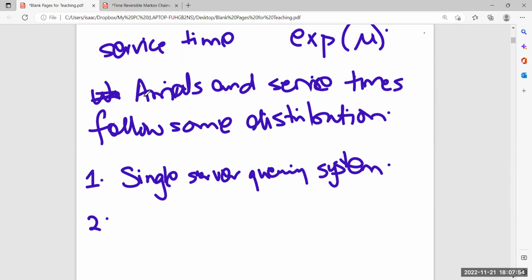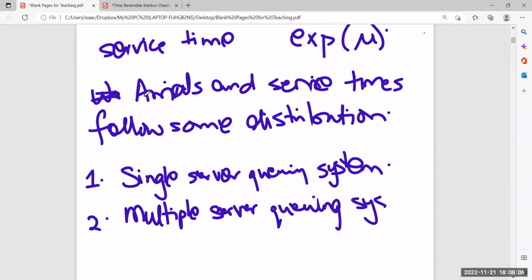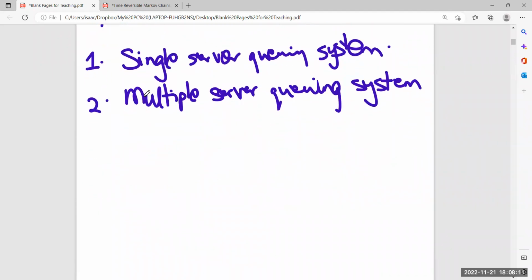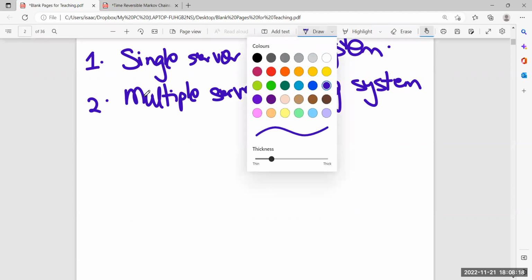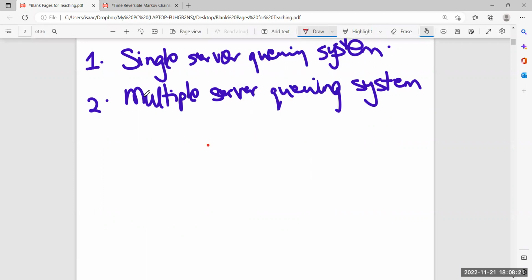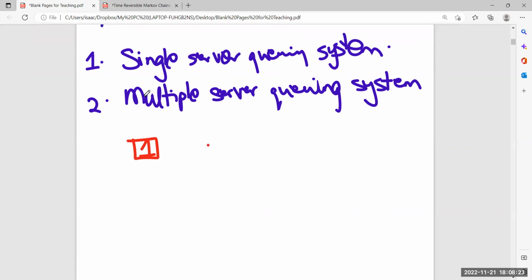And the second type that we're going to look at is the multiple server queuing system. And so those are the two, right? So we have the single server queuing system that looks something like this. You have one person and you have a line here, right?